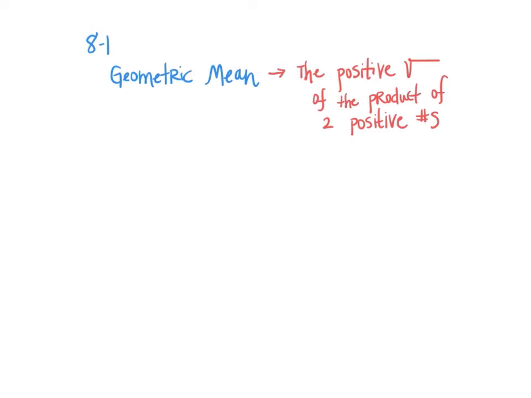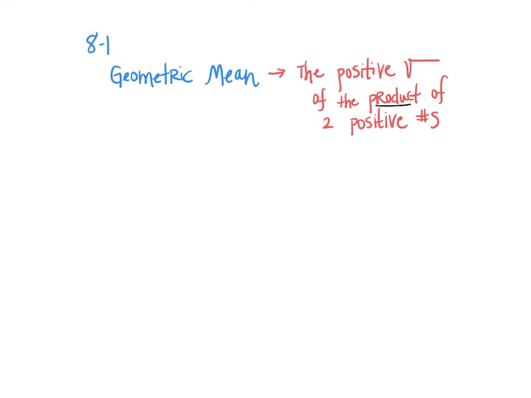Okay, we're starting our next chapter on trigonometry, and our first term that we'll look at is the geometric mean. The definition is the positive square root of the product, and remember product means multiplication, of two positive numbers.